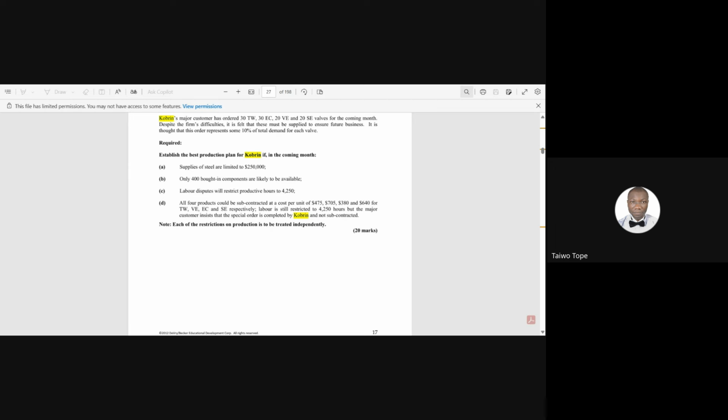You cannot exceed this. Now, there is a scenario in part D that if you are to produce these goods yourself, and if you are to subcontract, what will be the benefit?